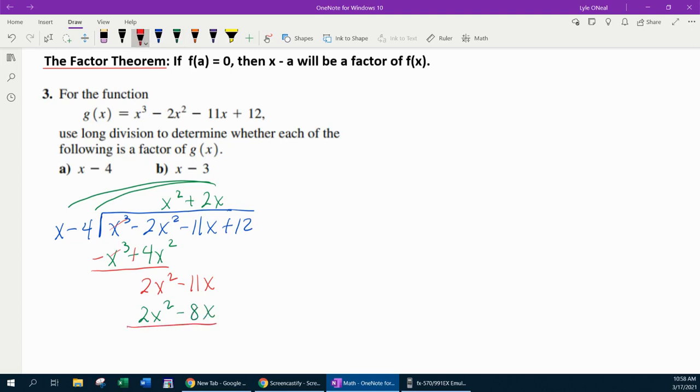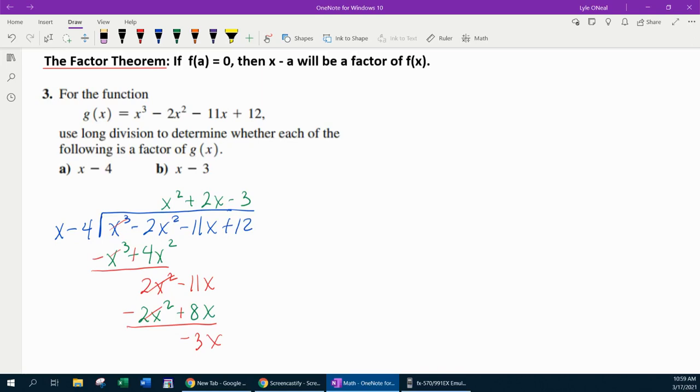Next, draw the line, change the sign, and then combine. Those are going to cancel. Negative 11 plus 8 is a negative 3x. And I believe this is going to be our last time through in the long division. Okay, so now we're going to ask ourselves, what would I multiply x by to make negative 3x? And that is negative 3.